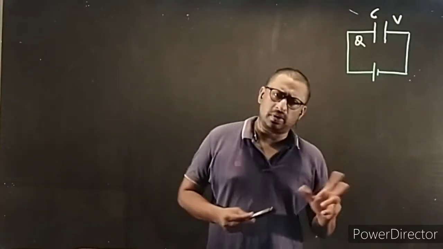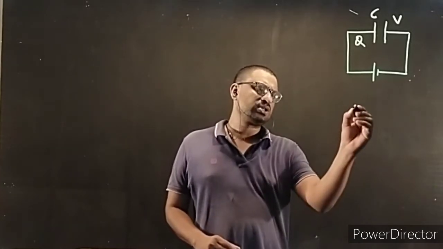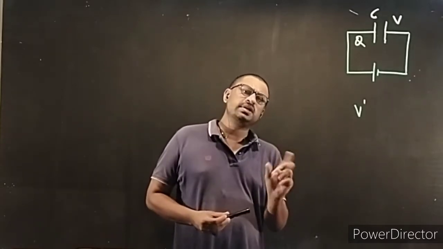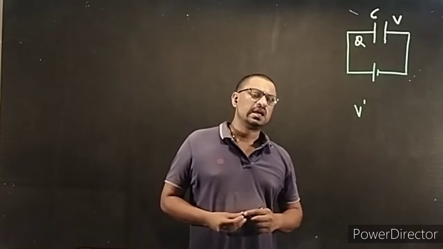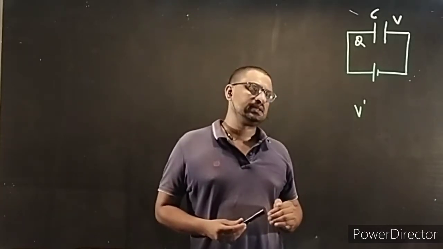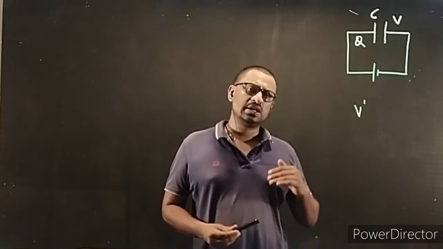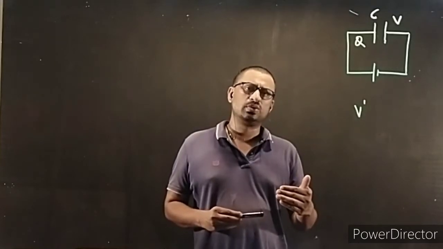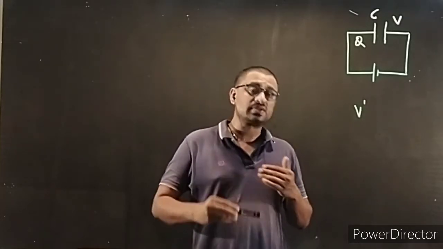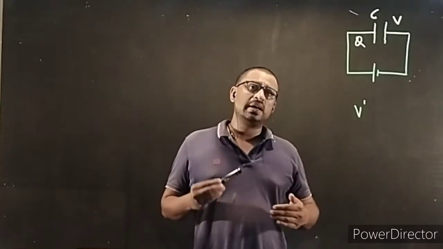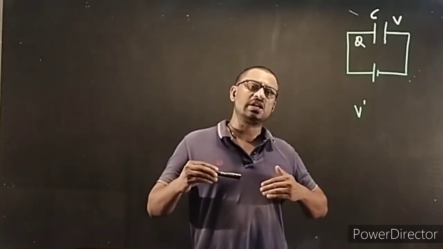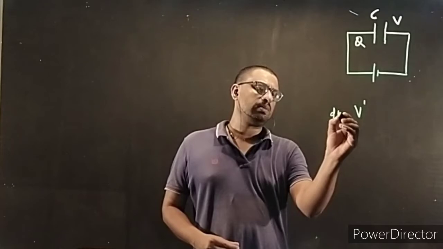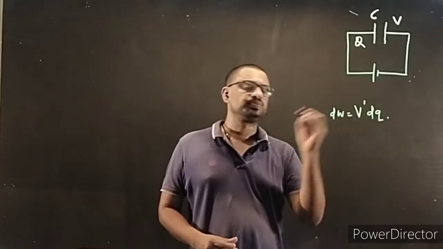Now let's take an intermediate point where the potential is V dash. When the potential difference is V dash, we are giving a charge dq to the capacitor. So the work done by the cell to give an additional charge dq when it is at V dash is given by dW equal to V dash dq.